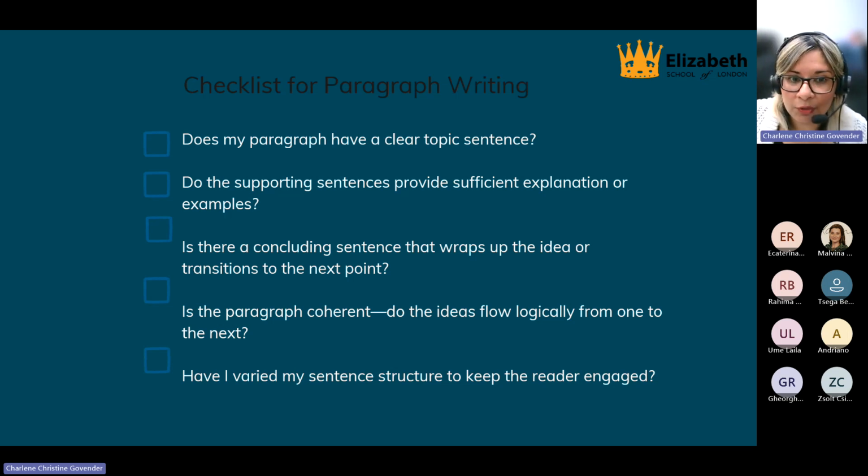So as you start off your paragraph, does it have a clear topic sentence? Do the supporting sentences provide sufficient explanation or examples? Is there a concluding sentence that wraps up the idea or transitions to the next point? Now, these are your basic paragraph structure. Now, this is going to focus on: is it coherent? Do your ideas flow logically from one to the next? And last point, have I varied my sentence structure to keep the reader engaged?